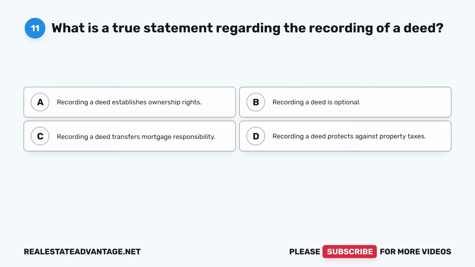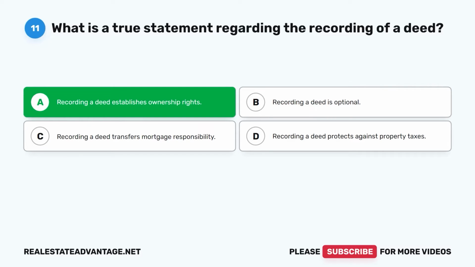Question 11. What is a true statement regarding the recording of a deed? A. Recording a deed establishes ownership rights. B. Recording a deed is optional. C. Recording a deed transfers mortgage responsibility. D. Recording a deed protects against property taxes. The correct answer is A. Recording a deed establishes ownership rights.